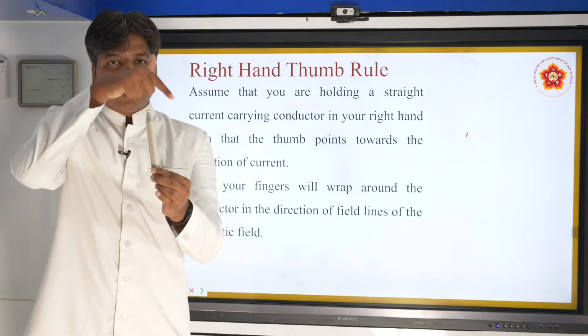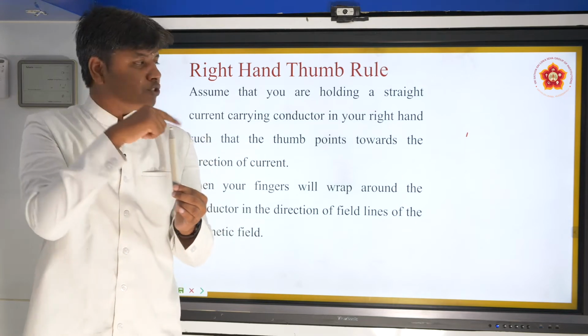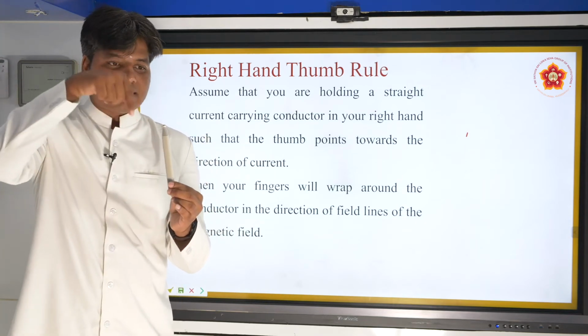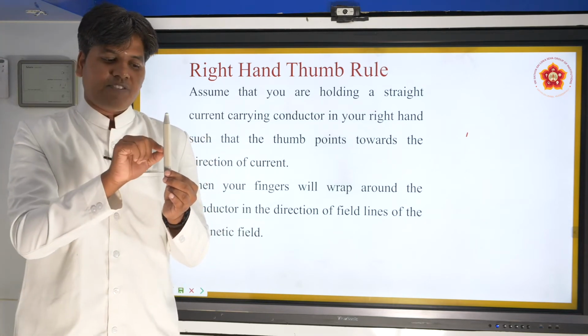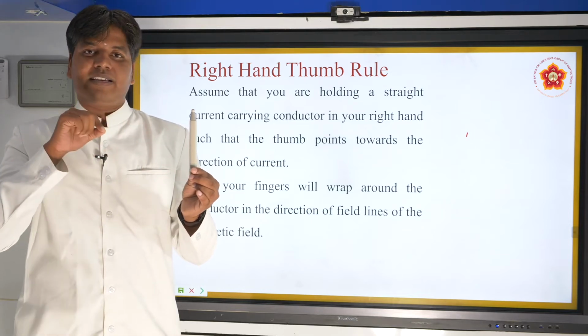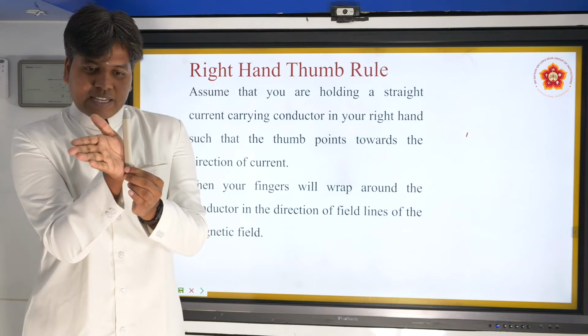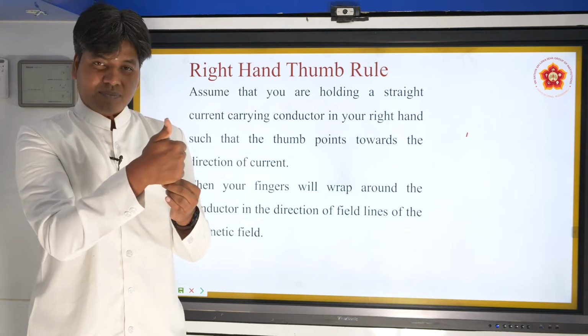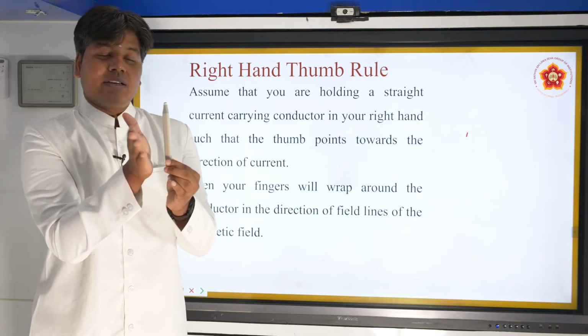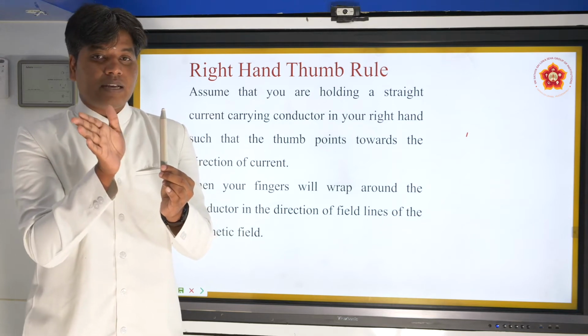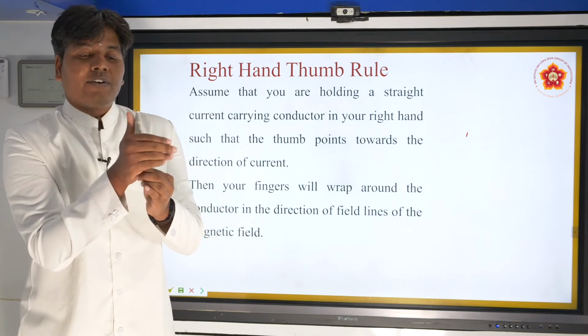It will be in concentric circles, as you saw. The center will be the same with different radius. So the magnetic field lines will be in this direction, in the direction that the rest of your fingers wrap.